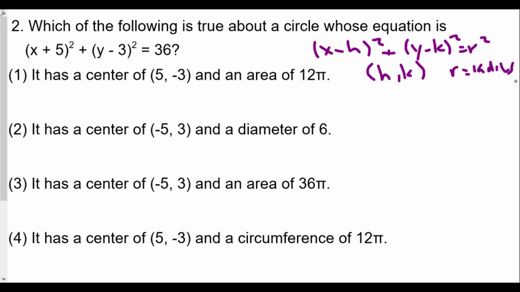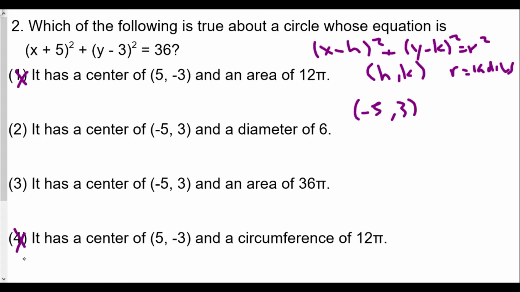It looks from this like our center would be the opposite of the number. That's what was mentioned before. So for x + 5, our center would be the opposite of plus 5, which is negative 5. And for the y value, y − 3, the opposite of negative 3 is positive 3. So we would have 3 as our y value for center. So we know our center has to be (−5, 3), which would definitely eliminate choice 1 and choice 4.